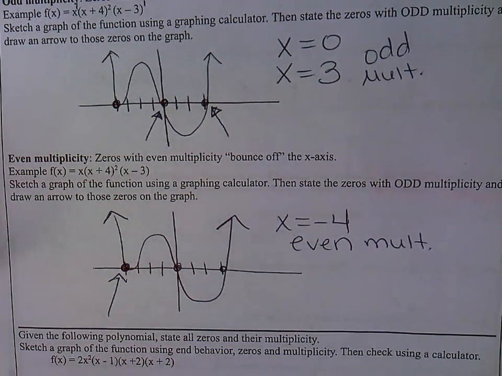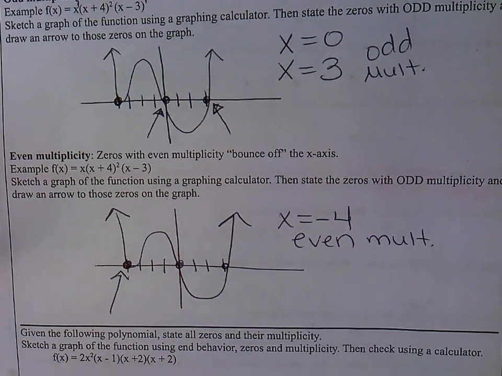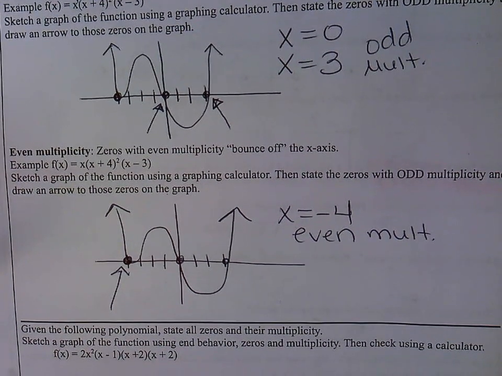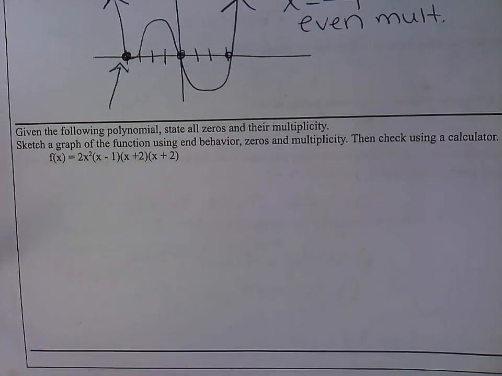All right, so I'm going to show you an example of one that you'll be given, and we're going to use end behavior, zeros, and multiplicity to sketch the whole graph. Can I move it down to that last example? Anyone need more time? All right, so it says sketch a graph of this polynomial function.